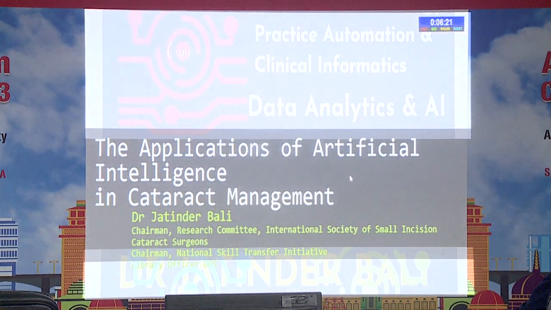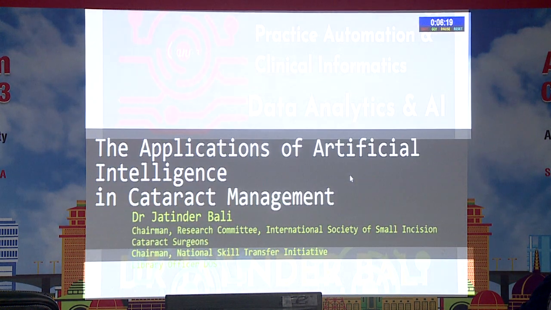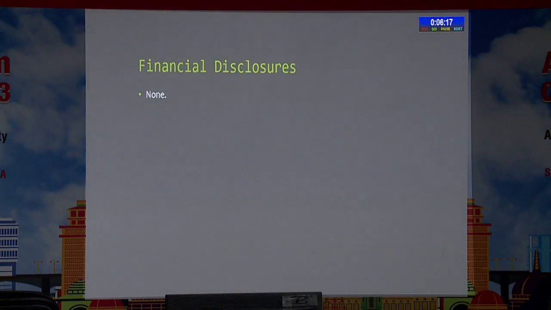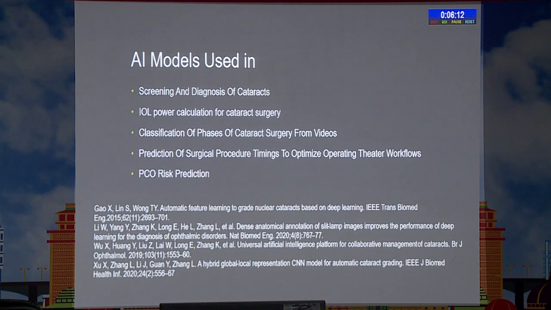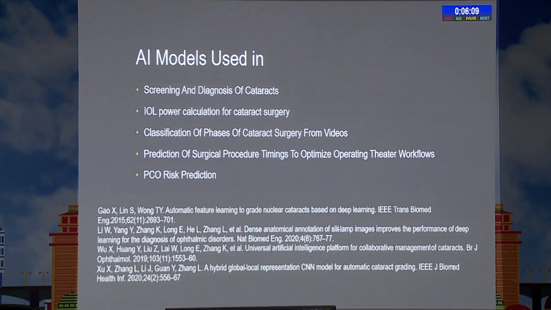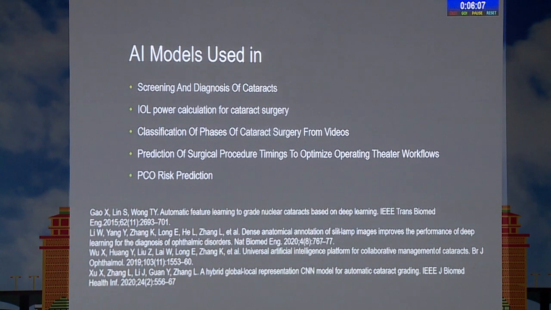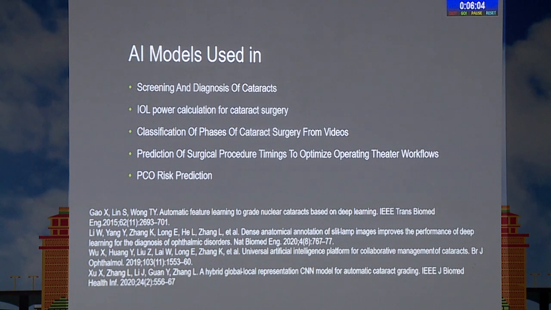So what we're going to discuss are only those which are either already commercialized or close to commercialization. We're not going into the deep analytics part of it. So what exactly has artificial intelligence been used for in cataract surgery? It has been used for screening and diagnosis of cataracts, from taking the fundus pictures, it can screen there, from slit lamp photographs, it has also been used in IOL power calculations. That was the biggest use of it right up to very recent times.